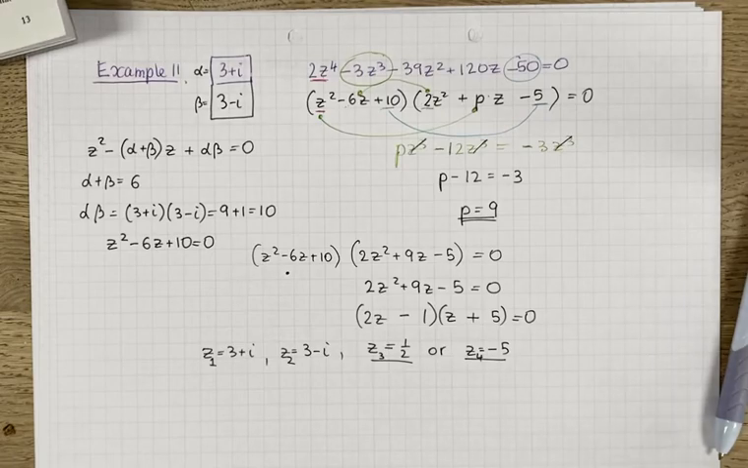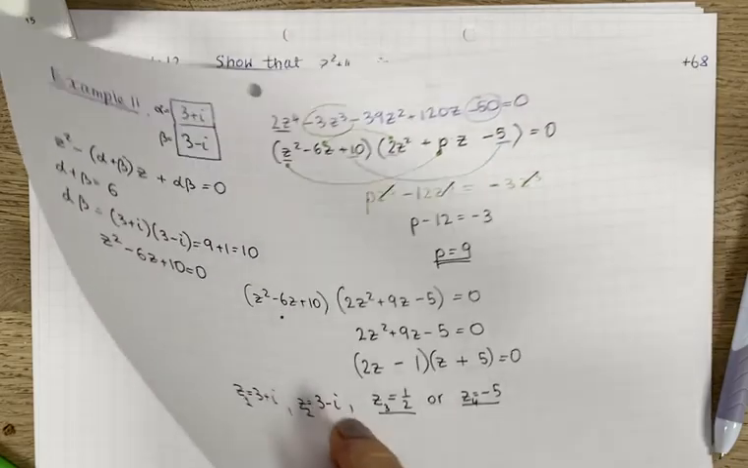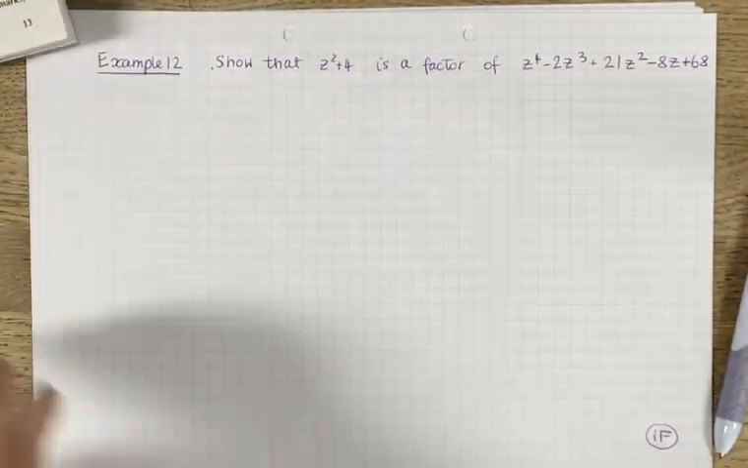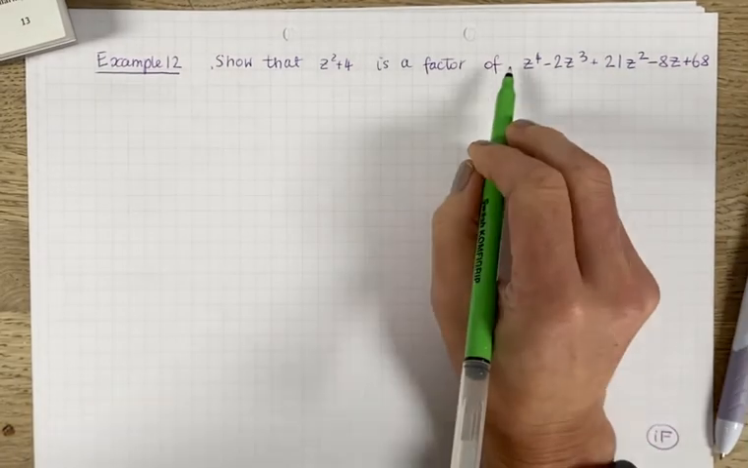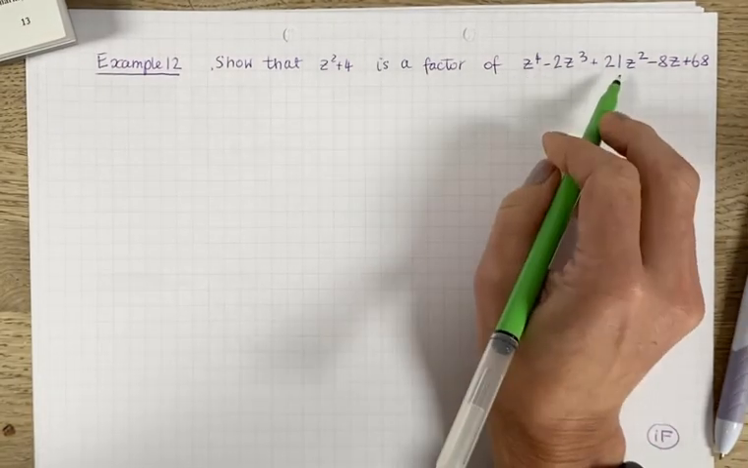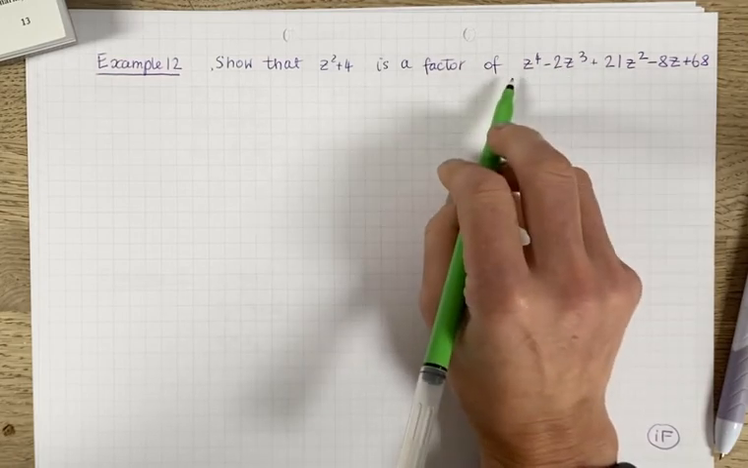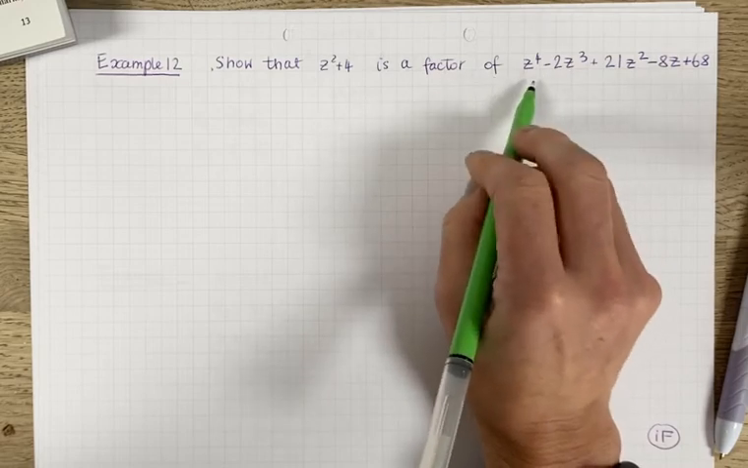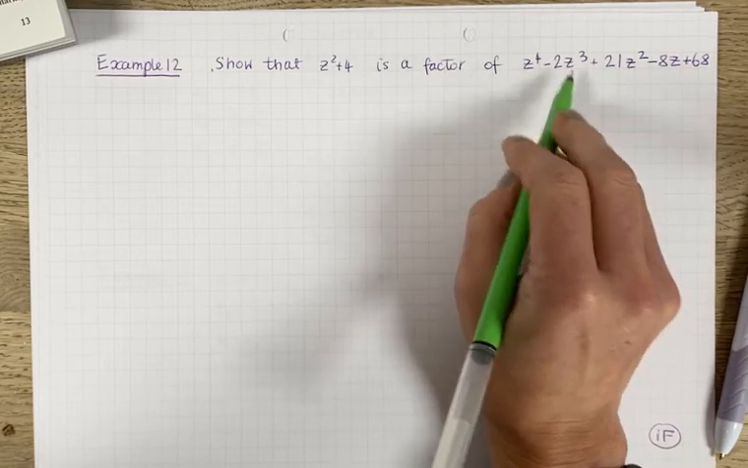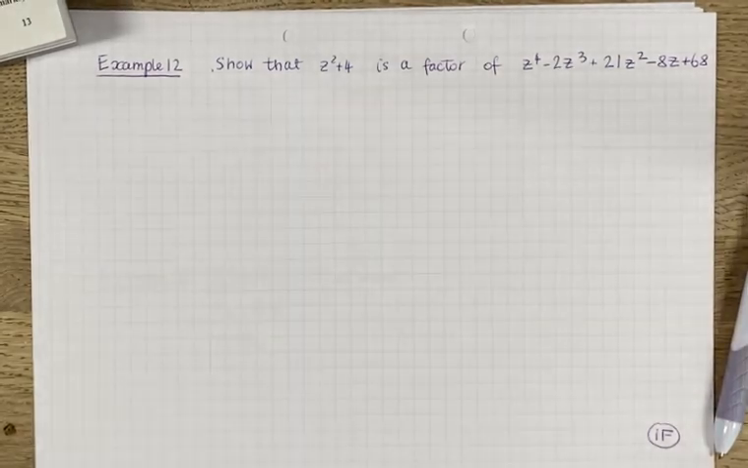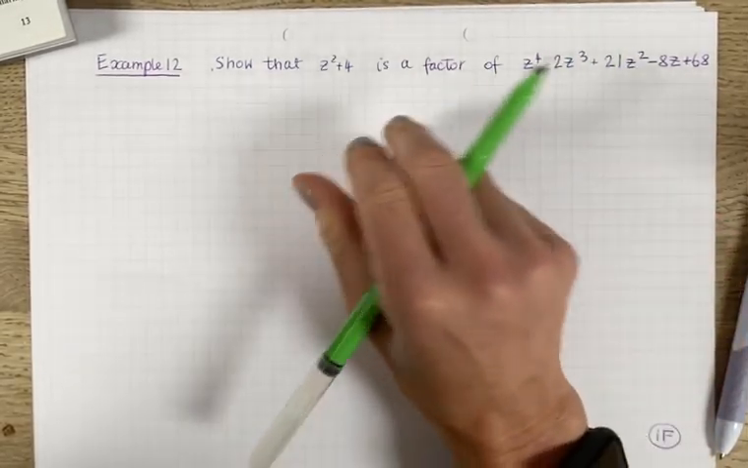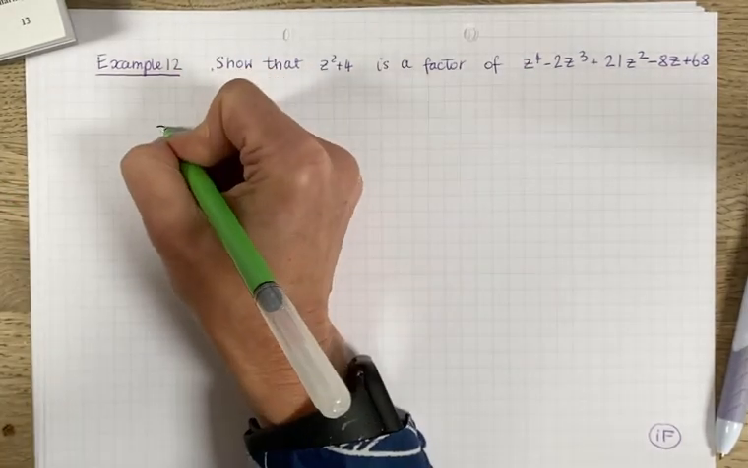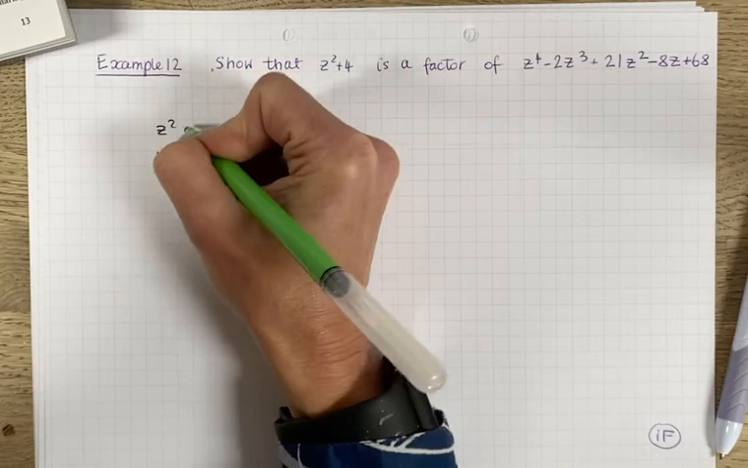Okay, so let's move on to example 12. We are going to show that z squared plus 4 is a factor of z to the power 4, etc. So here you could do division. So I'm going to do it in two ways. Alternatively, you can do it again by comparing coefficients and showing that you also get two quadratics that are perfect, that it works. Well, let's just do it by dividing so you can see how this method works again.